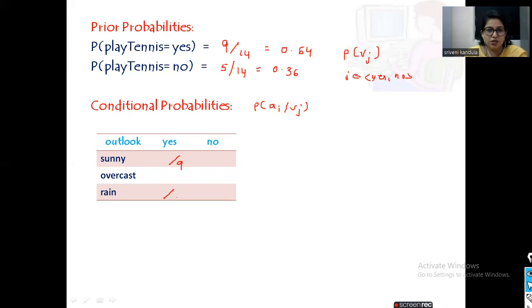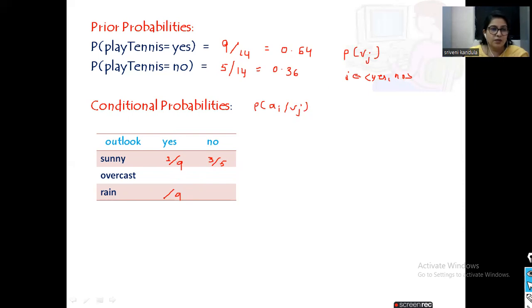There is no change in the number of positive instances, but the number of events with sunny. So how many sunny are there with yes? 2 are there. And how many negative examples are there altogether? 5 negative examples are there. Out of that, with sunny we have 3.